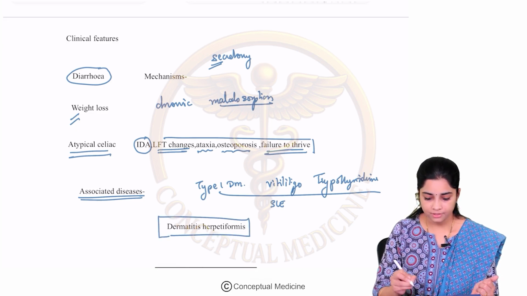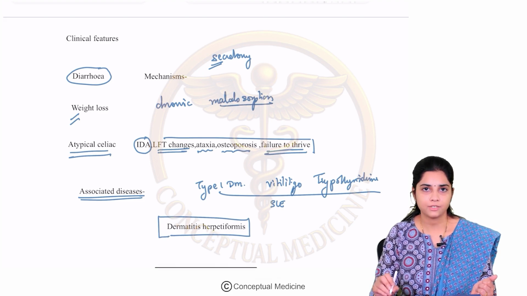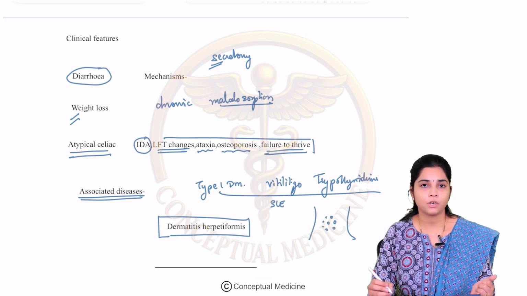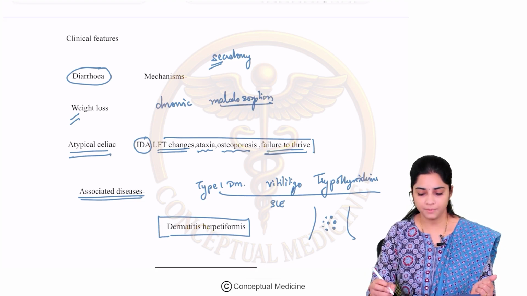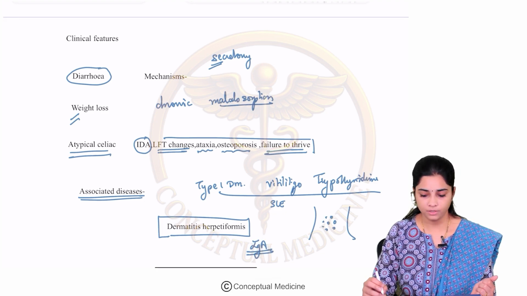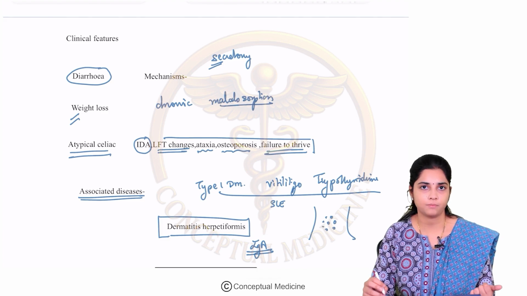Now, celiacs can have a specific type of rash, where around the umbilicus you can get vesicular eruptions. This is what we call dermatitis herpetiformis, which is characterized by IgA deposits. So, this is your dermatitis herpetiformis.